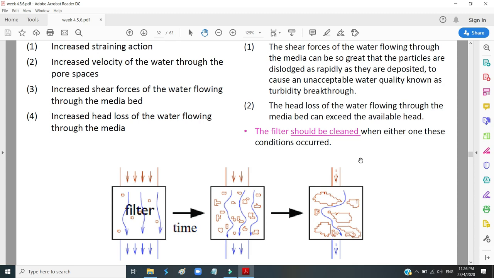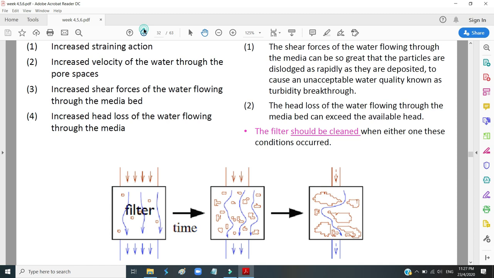So the head loss of the water flowing through the media bed can exceed the available head. What is the meaning? That means the loss is even more. So the water will not flow in the direction it should. It will flow backwards, back into the coagulation and flocculation process, instead of flowing to the next process. So the filter should be cleaned when either one of these conditions occurs. You can see that the filter flow should be like that, but over time the problem is like this. It will be smaller and smaller, and worse still, it will go in reverse.